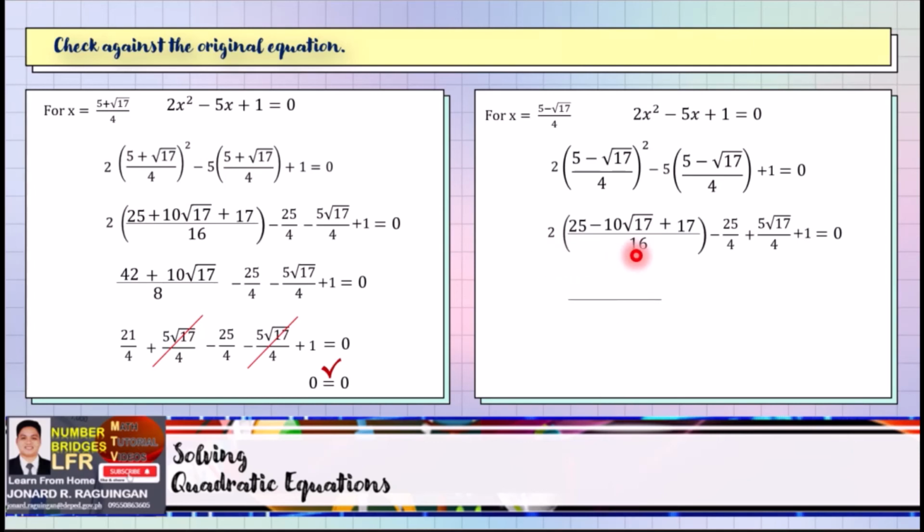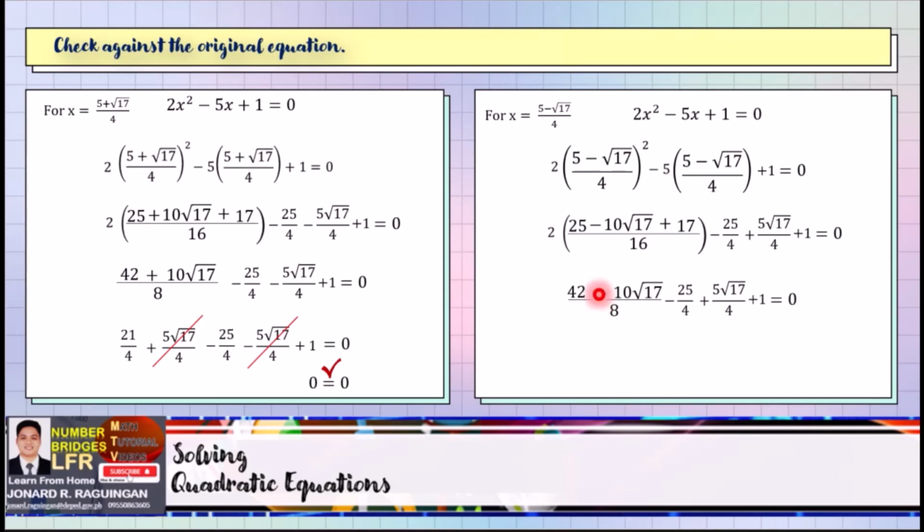2 and 16 are divisible by 2, so that is equal to 8. Then simplify 25 plus 17, that is equal to 42 minus 10 square root of 17 minus 25 all over 4 plus 5 square root of 17 all over 4 plus 1 is equal to 0.